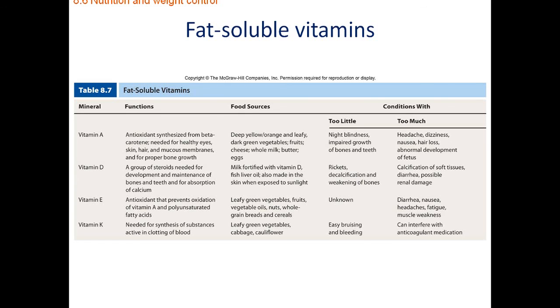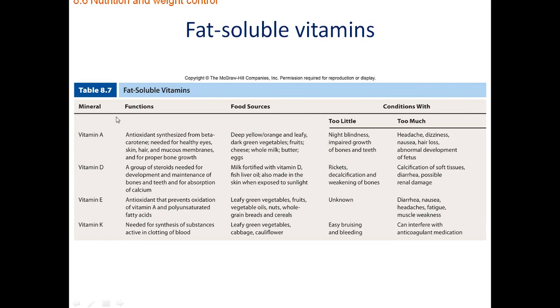Let's see. If you read this, it says a group of steroids. So vitamin Ds are a group of steroids needed for the development and maintenance of bone and teeth and for absorption of calcium. You can get it from milk, which is now all fortified with vitamin D. Our skin has a precursor to vitamin D that, when we're in the sun, actually makes it. So you need sunshine too.